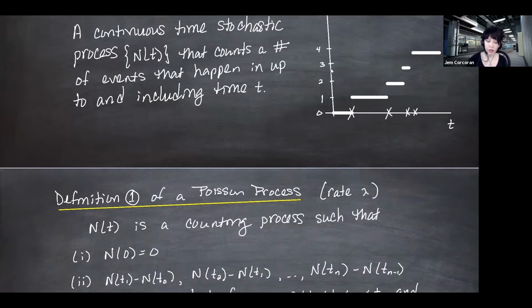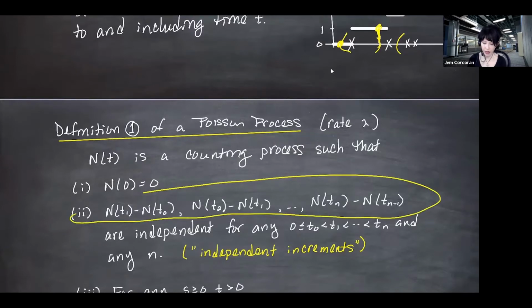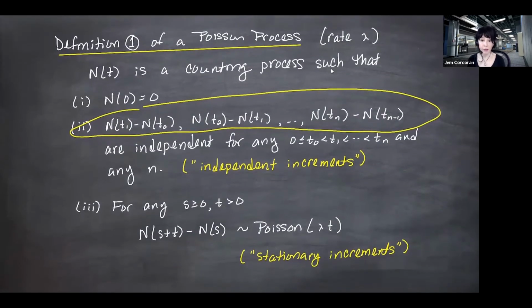So if you look at any 2 points, like say here and here, and maybe here and here, if you look at the number of jumps in there, which is given by the number that this process takes on at the right endpoint minus the number at the left endpoint, that gives you the number of jumps you're seeing in that interval. And those are independent. So N of T1 is not independent of N of T2, but these kinds of differences are. And we call that the independent increments property.